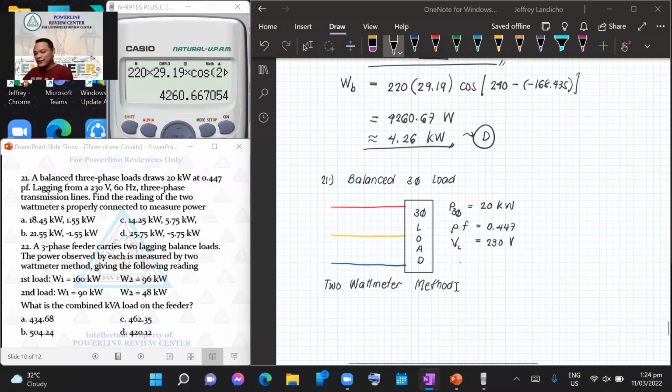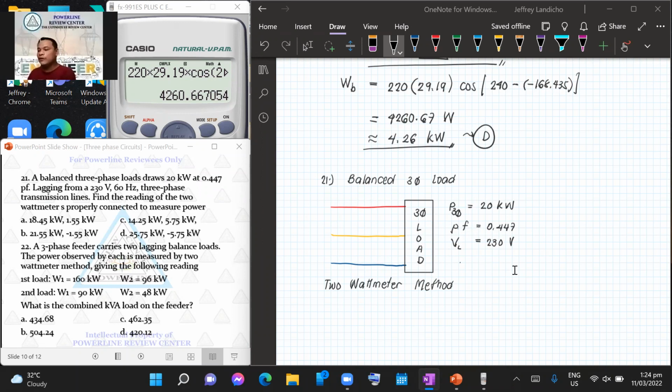So using 2 watt meter or double watt meter, practically, this is the most applicable wattmeter method that is used. Under 2 watt meter, you can use it to measure power consumed by balanced or unbalanced loads. So it can be used for both balanced and unbalanced.